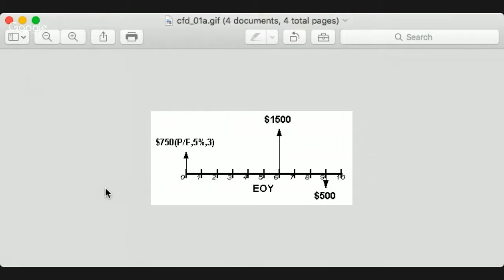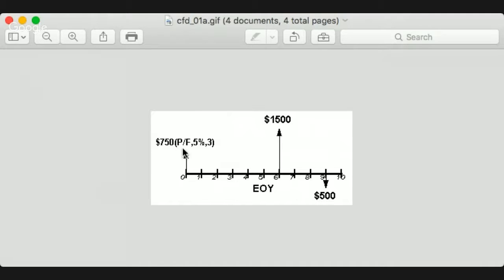So let's look at the next. I realize this is a little small on your screen perhaps. Here's what we use. Notice that the $750 at the end of year 3 is gone. We have moved it to time 0. And here is what we do to find the value.